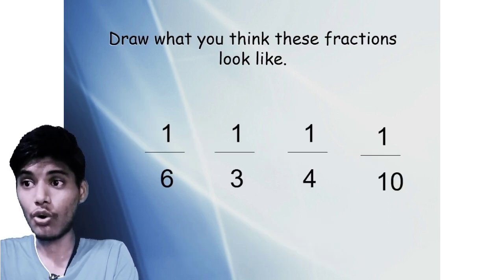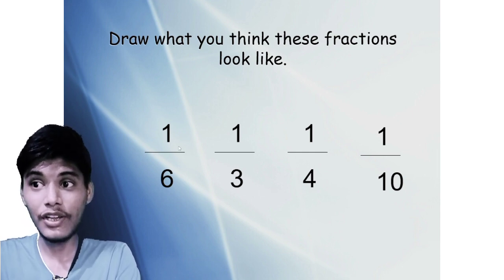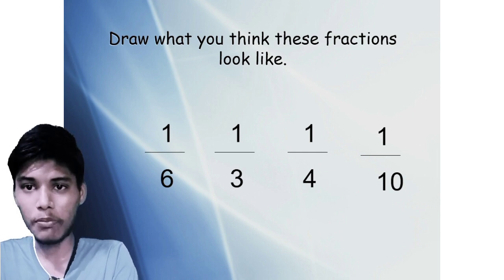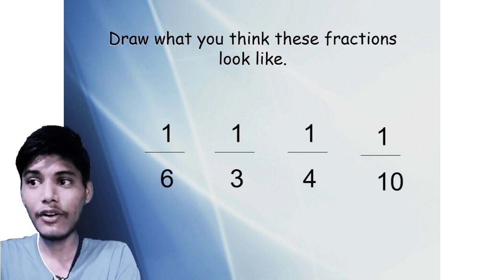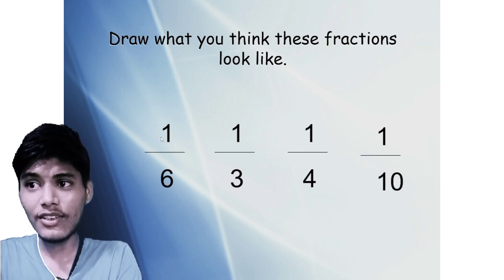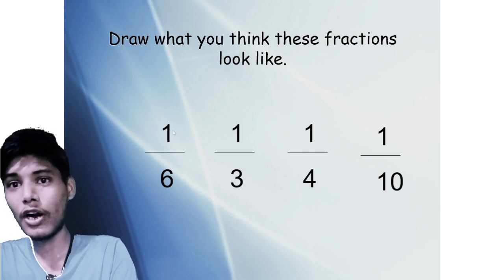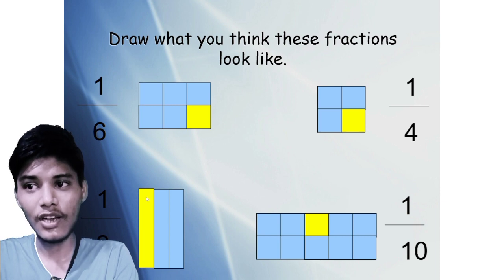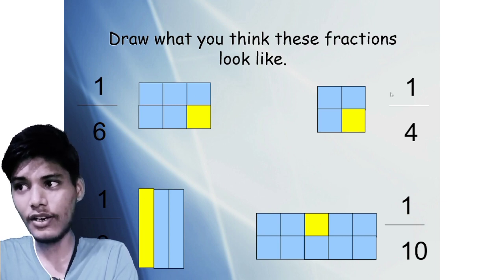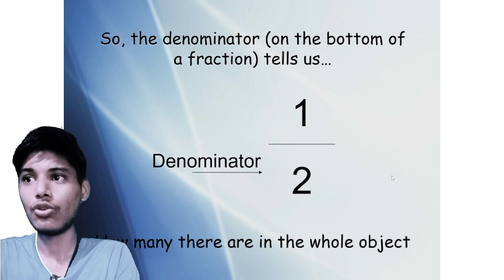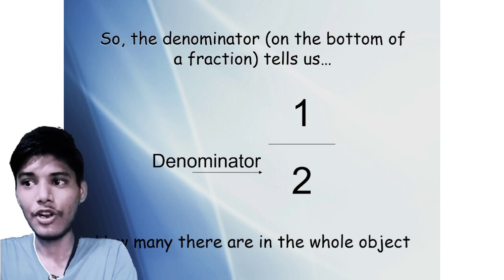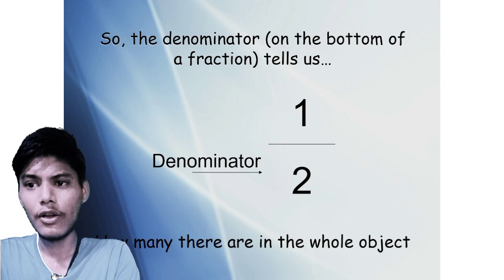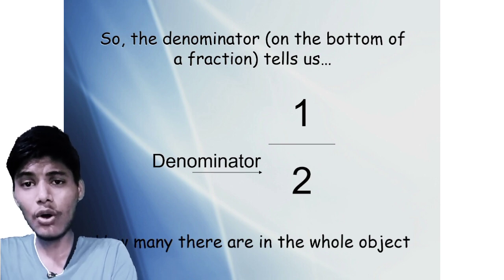So if we talk about drawing a fraction, we also draw it as 1 by 6, so only 6 equal parts. 1 by 3, 3 equal parts, 4 equal parts and 10 equal parts. And what are these ones? These ones are the numerator, which is the colored part of the fraction. We can see 6 parts, 4 parts, 10 parts and 3 parts. 1 is a colored part in each. Now, the denominator is at the bottom of the fraction, which tells how many equal parts there are in the whole object.